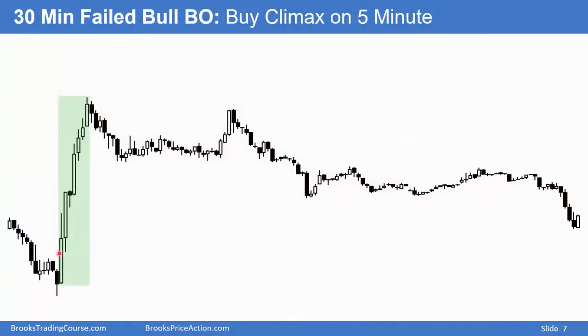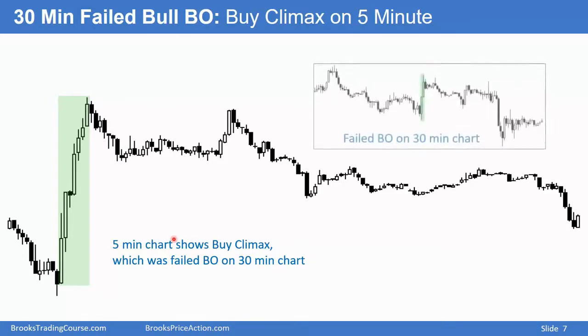Very strong bull breakout. In fact, a series of buy climaxes. A buy climax here for 2 bars, and then another buy climax here, or a buy climax lasting 4 bars. It's a strong bull breakout on a 5-minute chart. We're breaking above the bear channel. However, on a higher time frame chart, like a 30-minute chart, it could simply be a failed breakout.